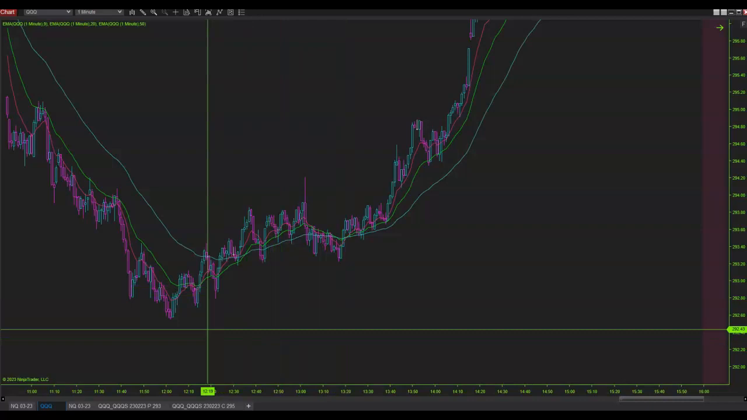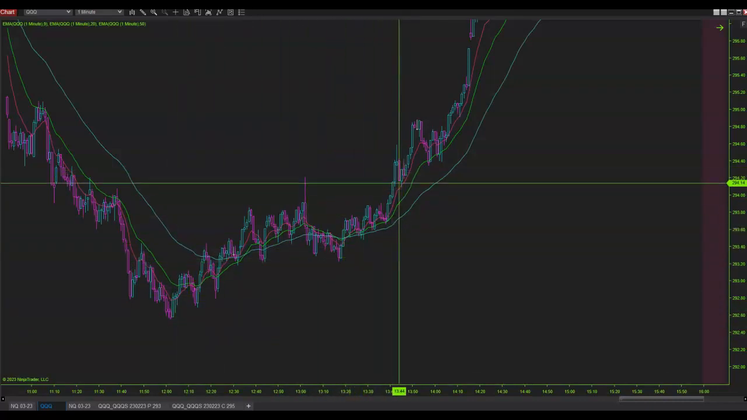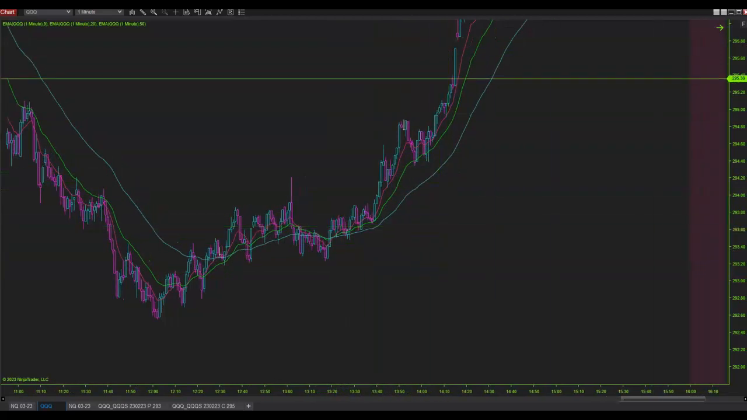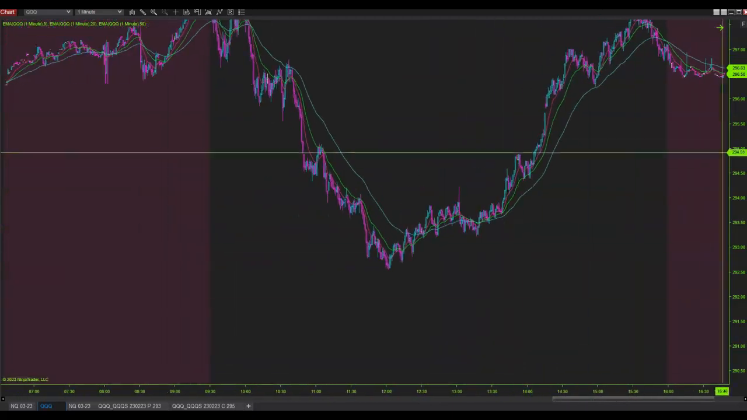There'll usually be a nice pullback, and then you just risk off of lows. That's it. You take most of your position off early, and then you just leave a couple of runners, and that's it. So that's the end of the day squeeze.